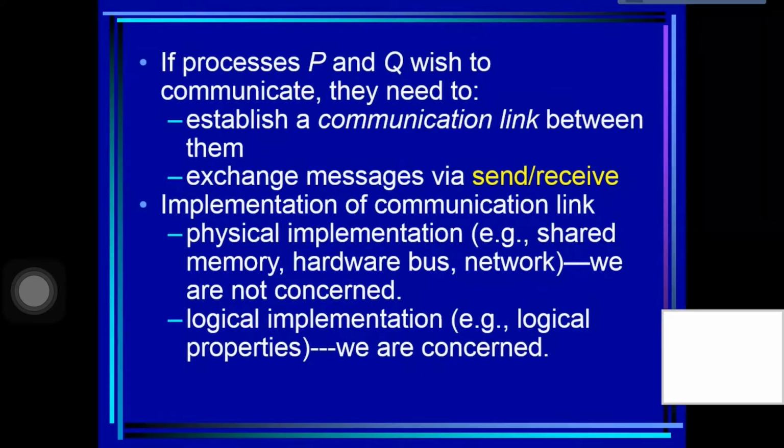If processes P and Q want to communicate, they must send messages to and receive messages from each other. A communication link must exist between them. This link can be implemented in a variety of ways. We are concerned here not with the link's physical implementation, such as shared memory, hardware bus, or network, but rather with its logical implementation.